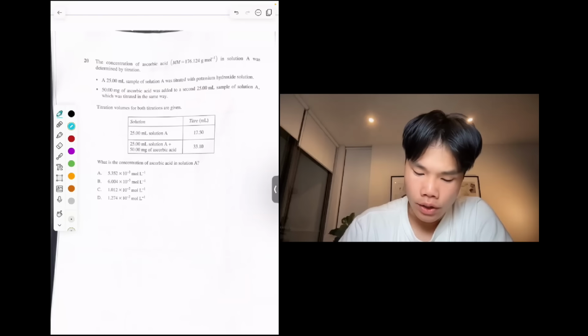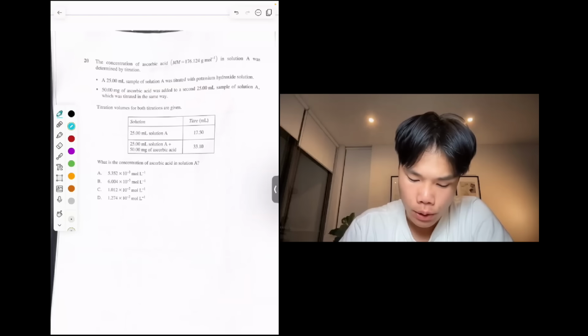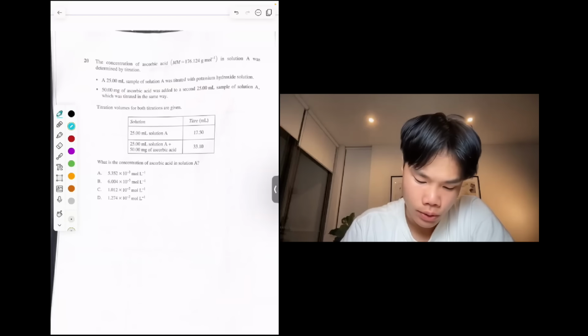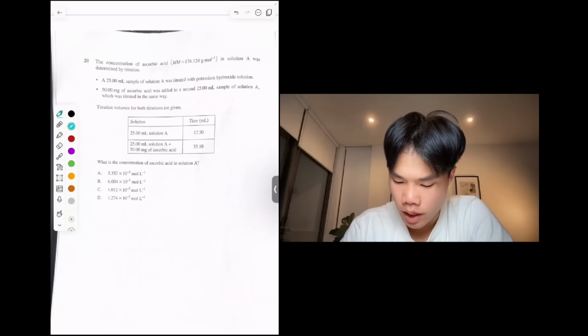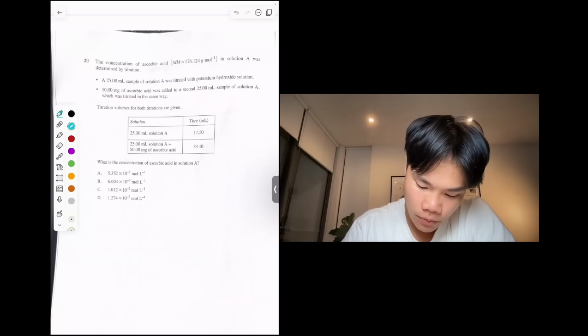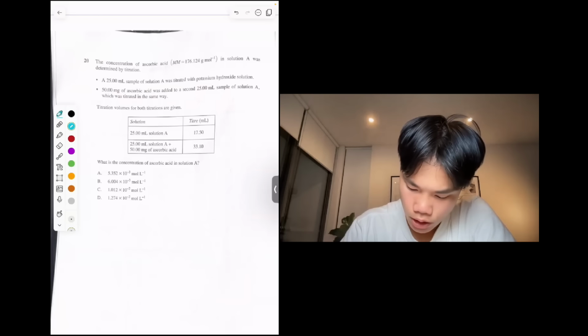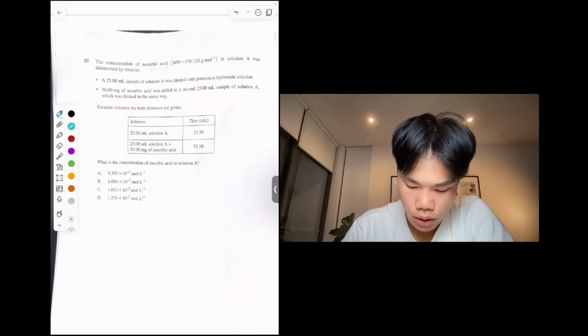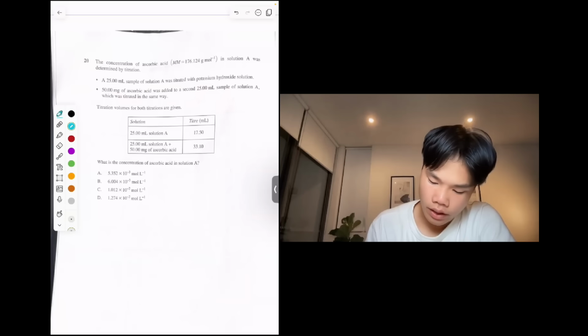Okay, question 20. The concentration of ascorbic acid in solution A was determined by titration. A 25 ml sample of solution A was titrated with potassium hydroxide solution. 50 milligrams of ascorbic acid was added to a second 25 ml sample of solution A, which is titrated in the same way. Titration volumes for both titrations are given. Solution of 25 mils took 17.5 mils, and 25 mils plus 50 milligrams of ascorbic acid is 33.10 mils. So they ask you, what is the concentration of ascorbic acid in solution A?